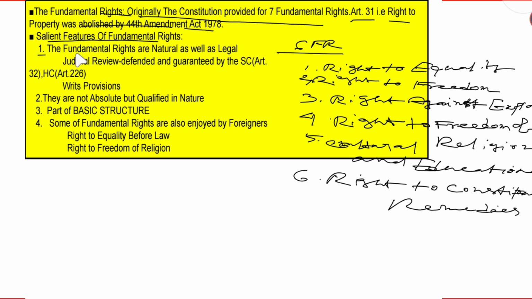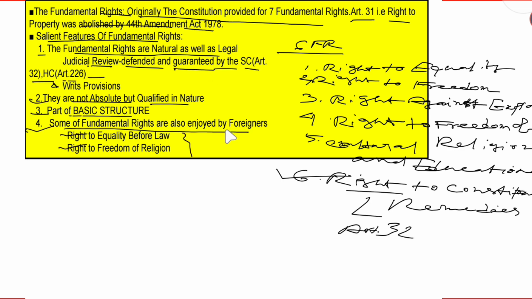Next are the salient features of fundamental rights. 1. The fundamental rights are natural as well as legal. By judicial review, they are defended and guaranteed by the Supreme Court under Article 32 and the High Courts under Article 226 through the writ provisions. That is number 6, right to constitutional remedies under Article 32.